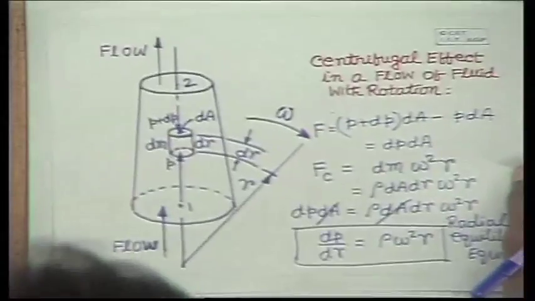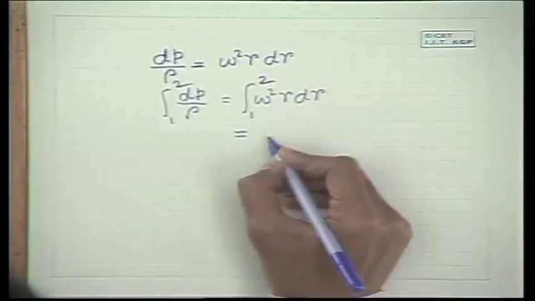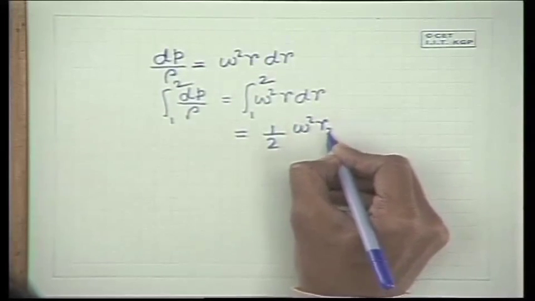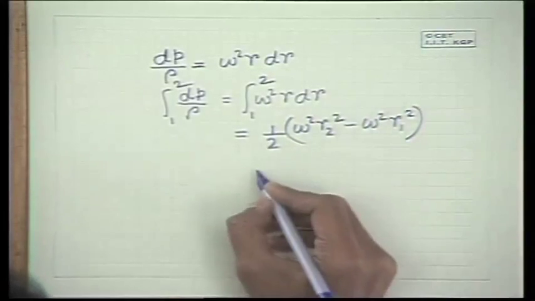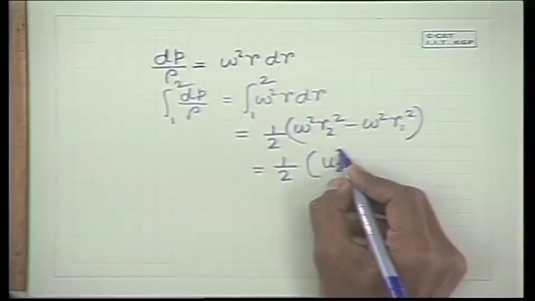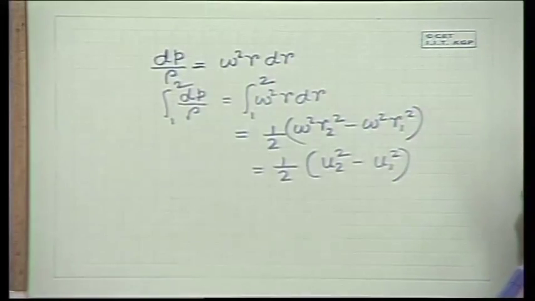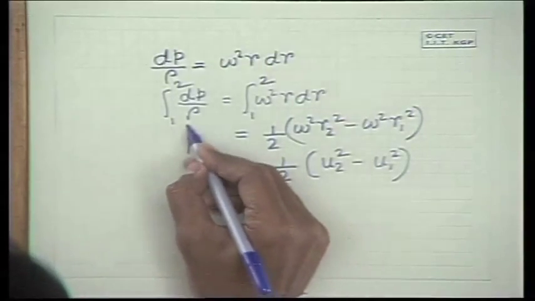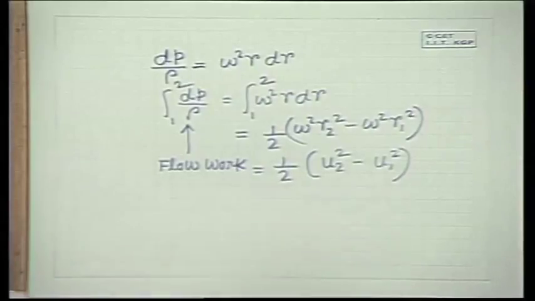which may be at the inlet and outlet in a flow passage. Okay, well, then we can write the integral from 1 to 2 of dP by rho is equal to half omega square R2 square minus omega square R1 square, which is nothing but half the linear velocity or the tangential velocity due to the rotation at section 2, U2 square, minus U1 square. What is the meaning of this? Now, what is this integral of dP by rho from 1 to 2? This is the flow work.